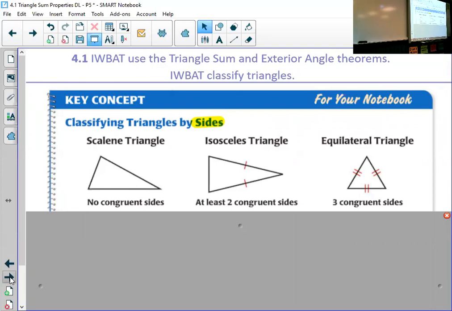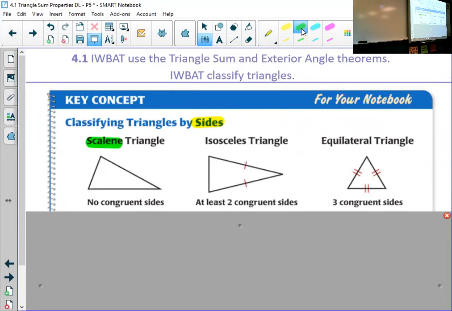All right, so one of our learning targets is being able to classify triangles. There are 2 different ways to classify them, and we're going to classify them at the same time. One of them is classifying by sides. So we look at, do we have any sides that are congruent to each other? If we don't have any that are congruent, we call that a scalene triangle. And I think this is the one that most people have trouble remembering, scalene. And that means that none of the sides are the same length.